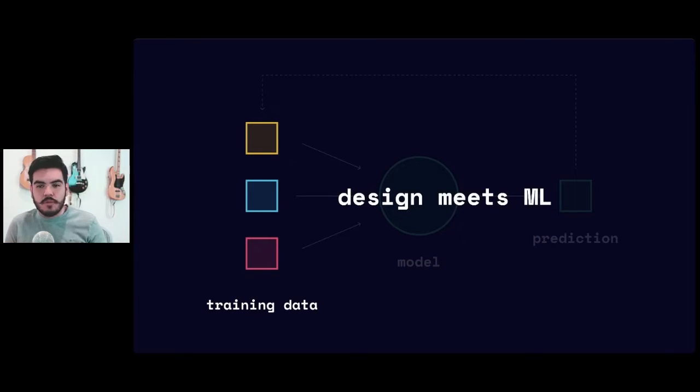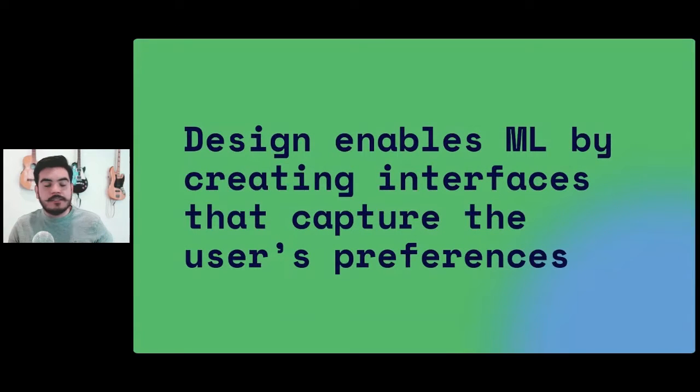And how does that work? Well, design enables machine learning by creating interfaces that capture the user's preferences. So in short, it's our role to help our ML models get the right examples and then offer the good prediction for our users. And now you might ask yourself, okay, great, this is really interesting, but how do we do that? Well, to do that, we rely on signals.